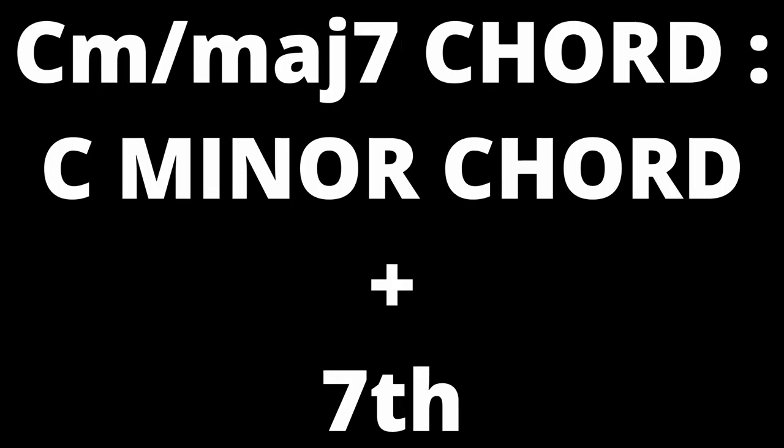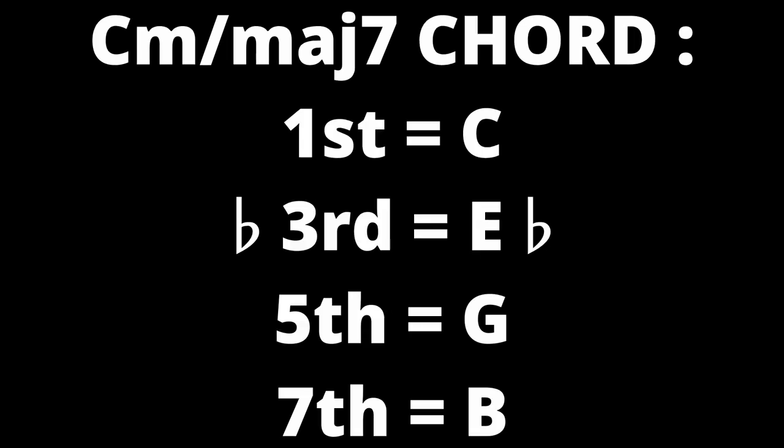To create C minor major 7th, we take the C minor chord notes again, and this time we add the 7th note from the scale. C minor major 7th therefore has the notes C, E flat, G and B.